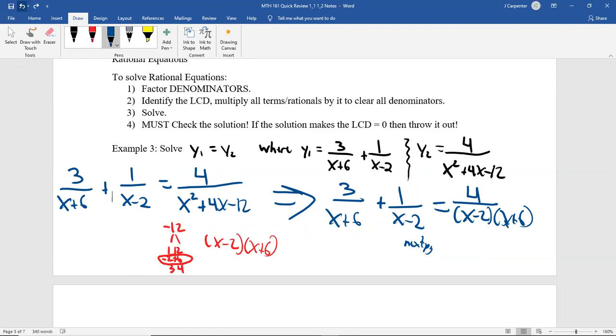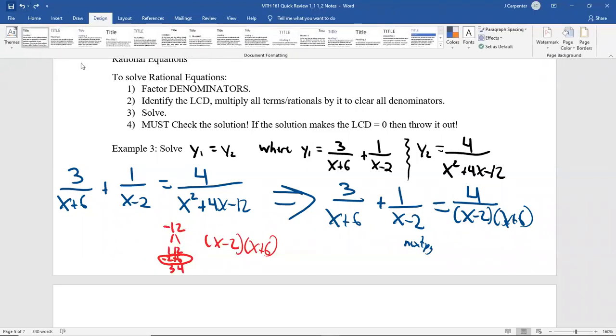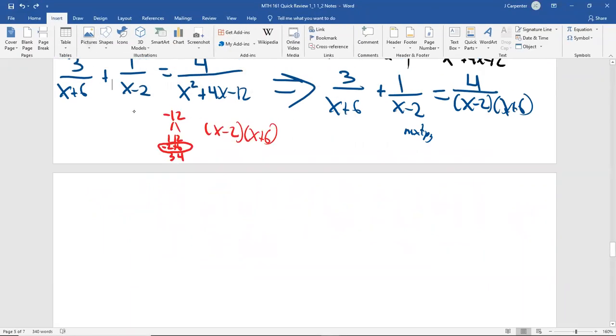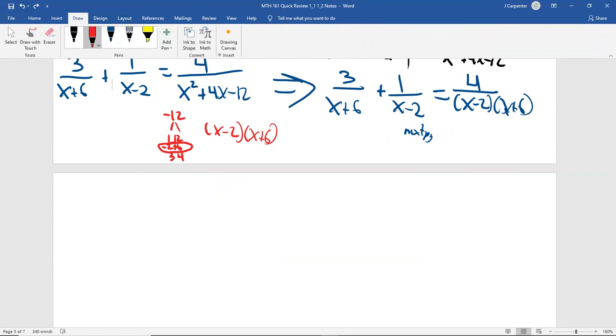So we have x plus 6s and we have x minus 2s, but there's only one of them in each fraction. You might say, no, there's 2 of each of these. Notice I said there's only 1 in each fraction, so we don't need multiples of any of them. So what we have is an LCD. Our LCD is x plus 6 times x minus 2. Again, the product of the different factors from the denominators.